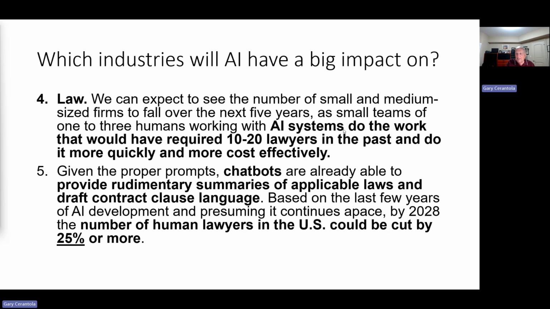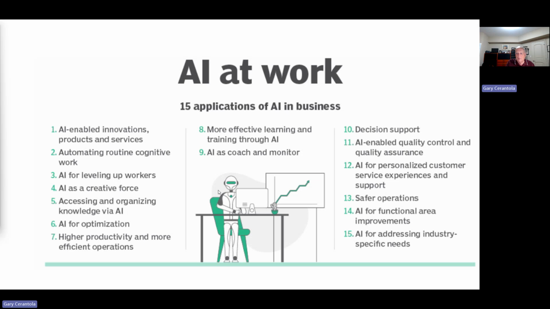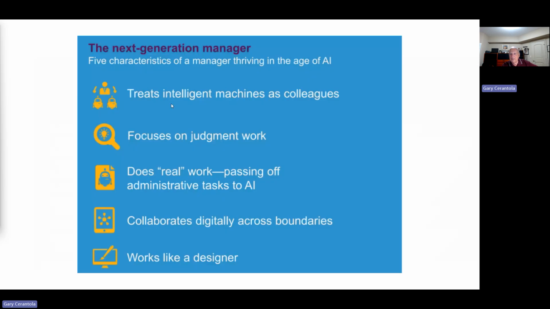And look at the law. AI systems do the work that would have required 10 to 20 lawyers in the past, and do it more quickly and more cost effectively. So it's pervasive. It's going to start working its way through and causing a lot of change and transformation. So here's a big slide in terms of applications of AI for doing that.